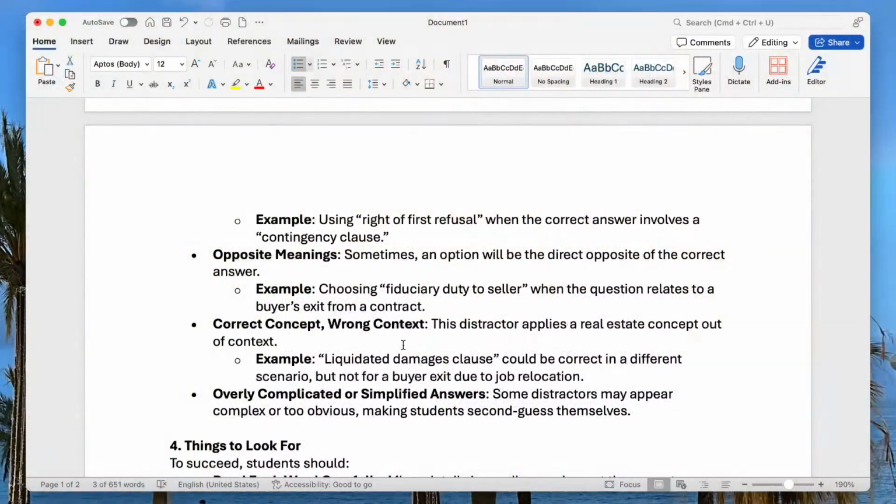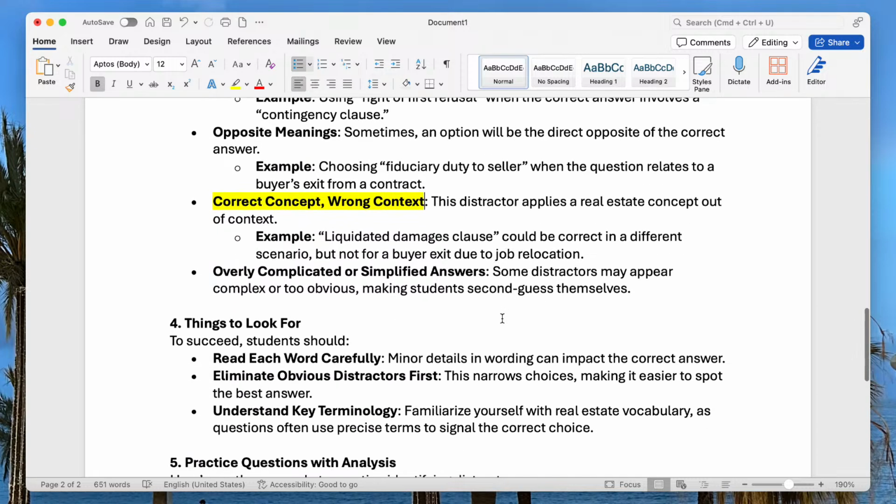Okay. So very, very important part there that I want you to get. This is probably one of the biggest stumbling blocks for most students. So just ask yourself, it might be the right concept, but is it out of context? I think that's very important.